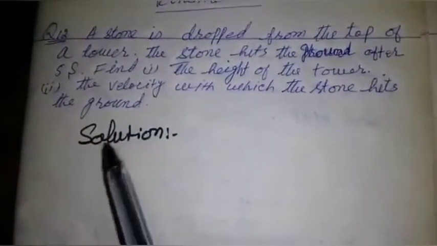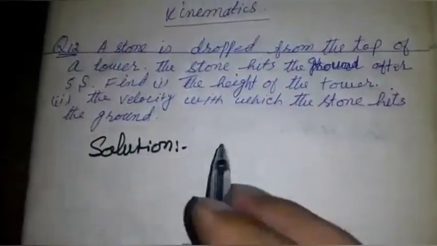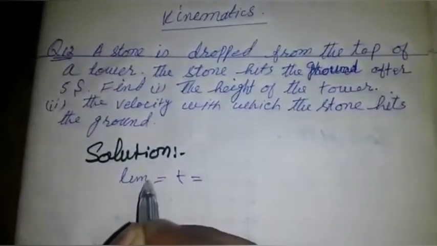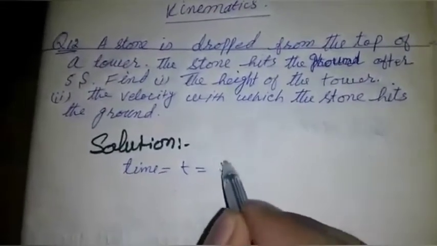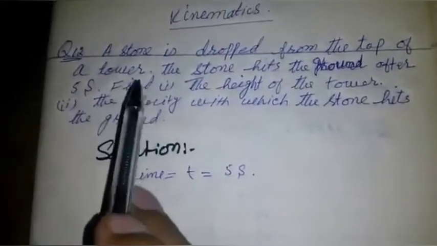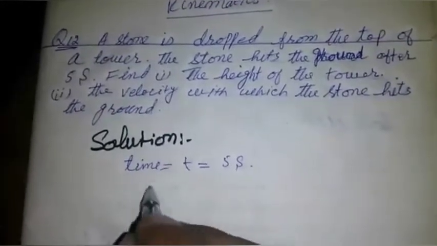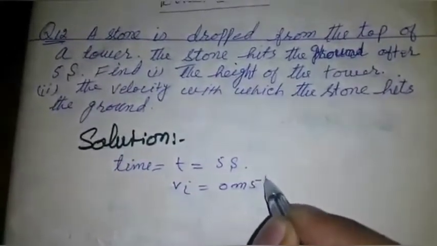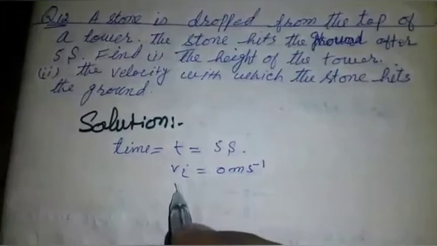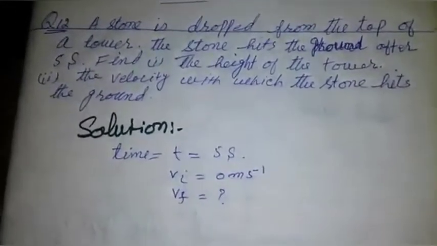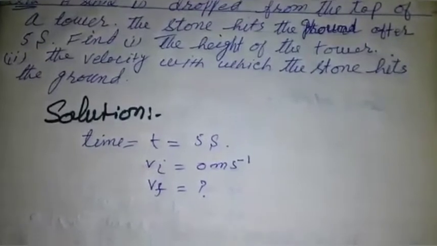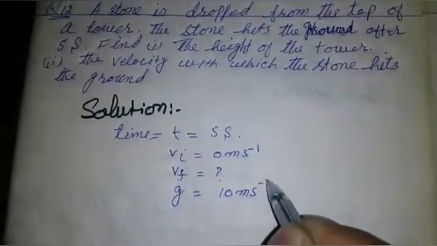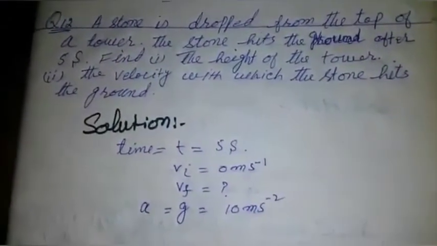Its data is given: time t is 5 seconds, when it dropped from the top of the tower. So its initial velocity Vi is equal to 0 meter per second, and we have to find its final velocity. The gravitational acceleration g is equal to 10 meter per second squared, or this is equal to acceleration.